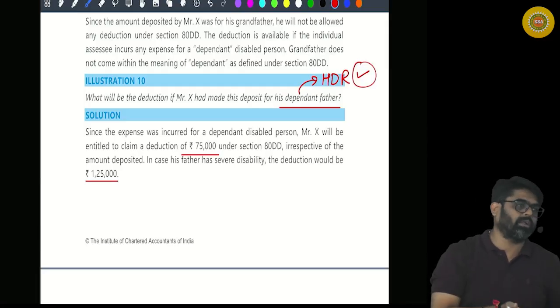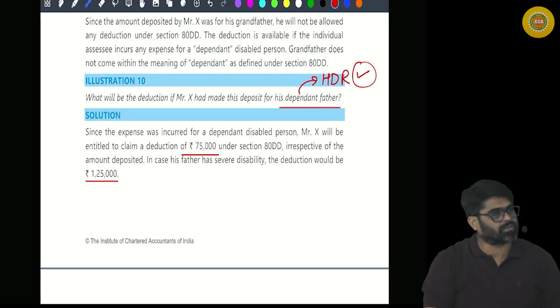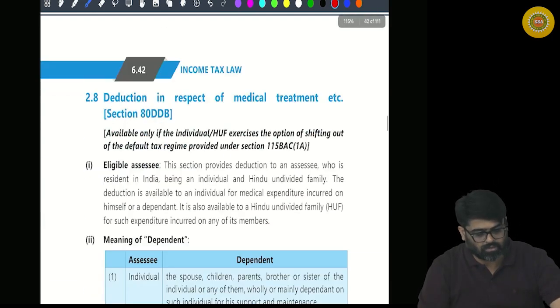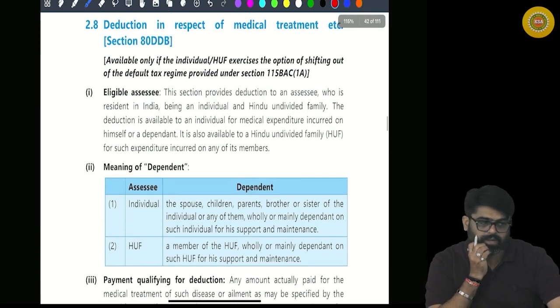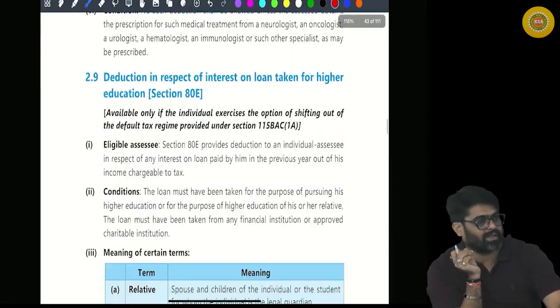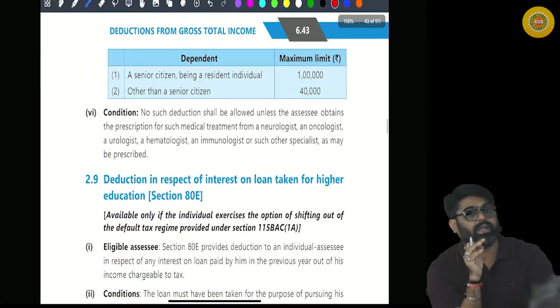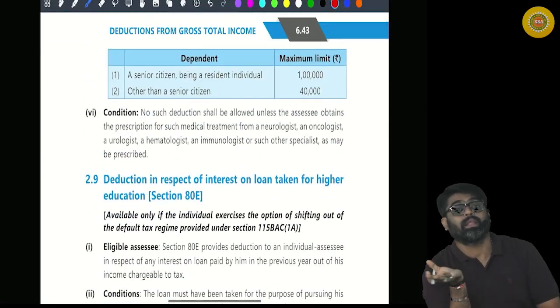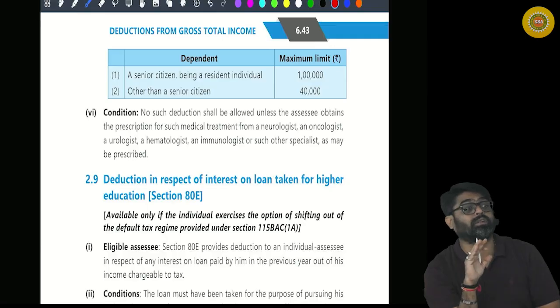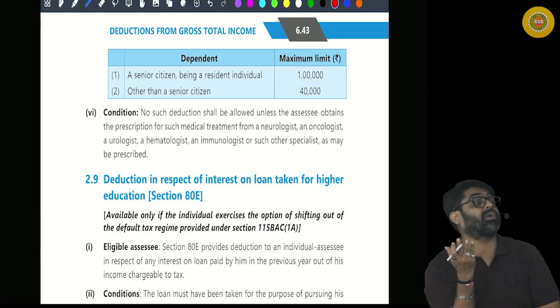Tell me the disability percentage. I will tell you exactly how much. Getting my point? Hello sir. Done sir. Now 80 DDB is also there. 80 DDB talks about the expenditure which you incur for treatment of specified diseases.